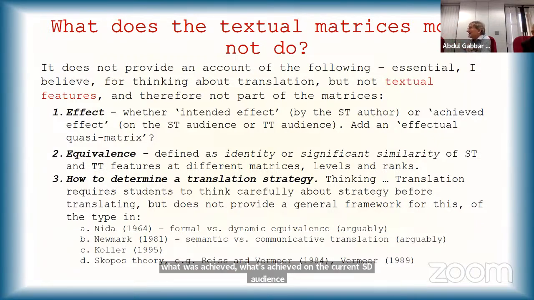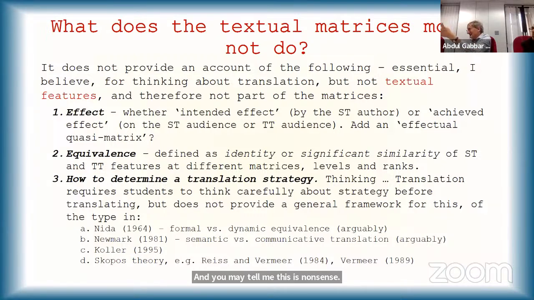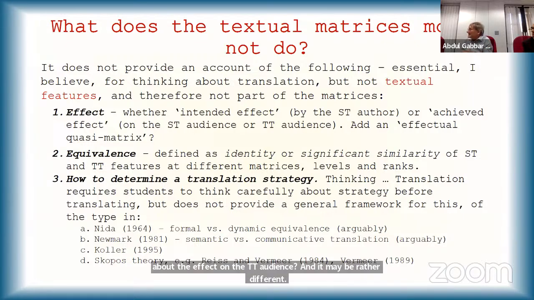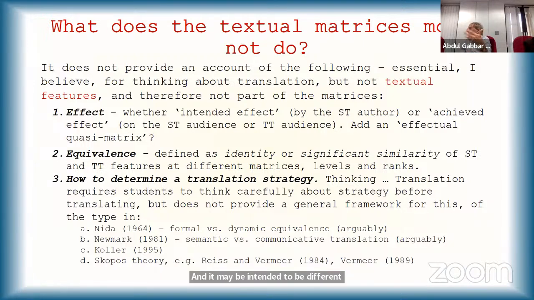I mean, I can intend to persuade you, and you may tell me this is nonsense. You know, my effect on you wasn't the effect I wanted. And also, what about the effect on the TT audience? And it may be rather different, and it may be intended to be different. So if I write some controversial polemic, and it may be intended to persuade the ST audience, but I may think, look, this will never persuade the TT audience.